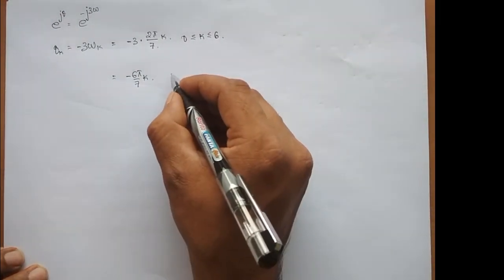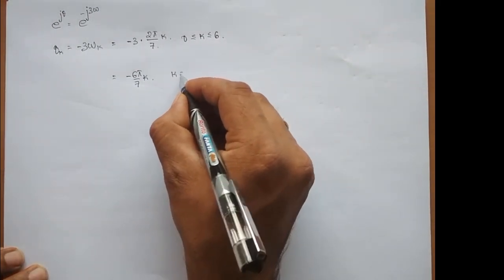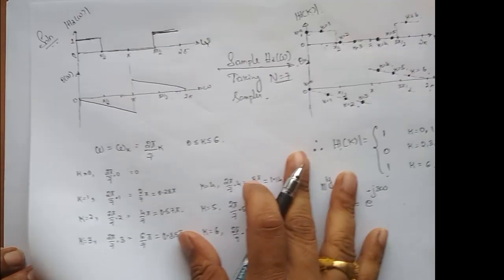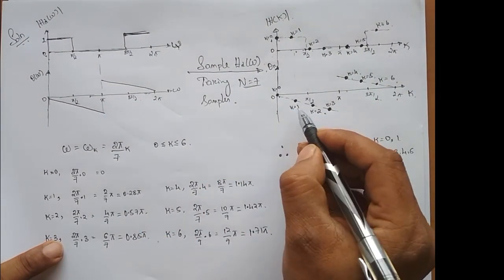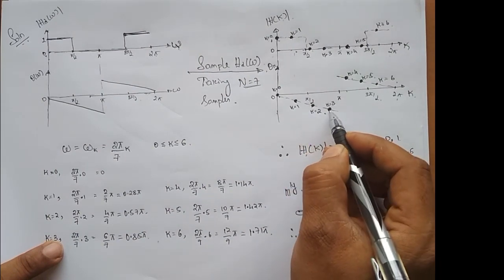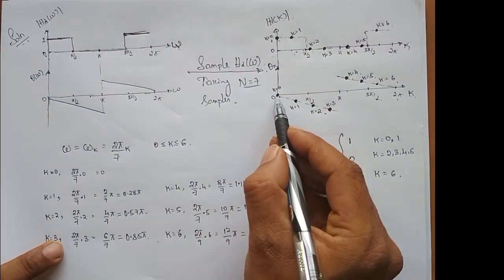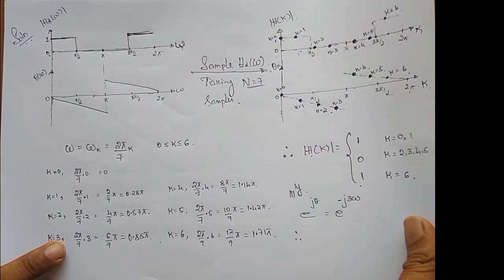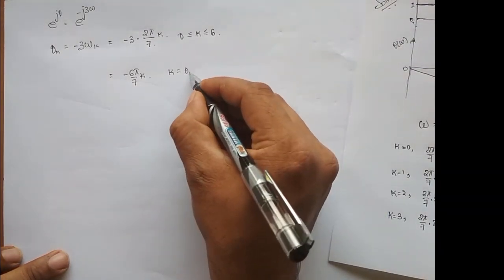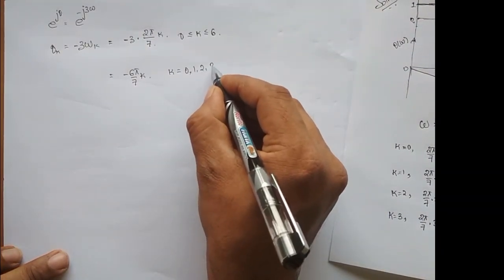For what values of k? For k is equal to 0, k is equal to 1, k is equal to 2, and k is equal to 3. Okay, because the slope is negative. Fine. So it is k is equal to 0, 1, 2, 3.